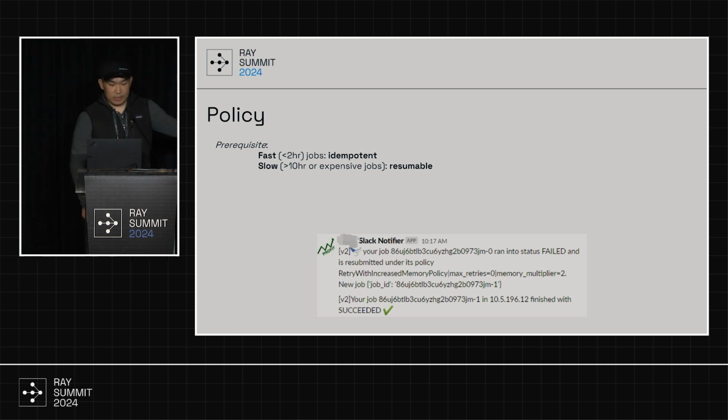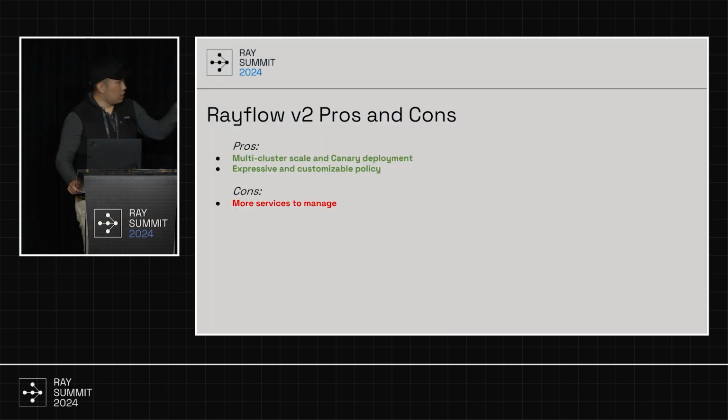So this message is basically told to the user by the controller that your job ran into a failed status. Sorry about that. But because you assigned a policy with it, and the policy is to retry this job with increased memory, retry once, and increase the memory per core by 2. And of course, it inherently knows whether it's an idempotent job or a job that already has a resumable checkpoint built into it. And then you can see your new job, which is a child of the failed job, succeeds after increasing the memory.